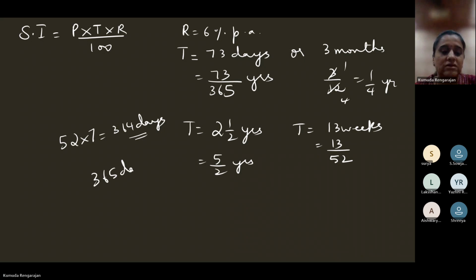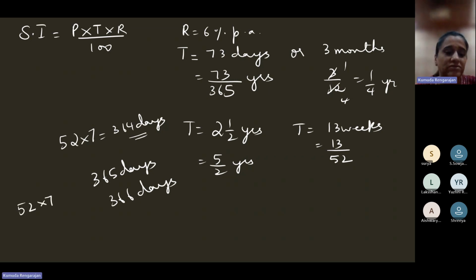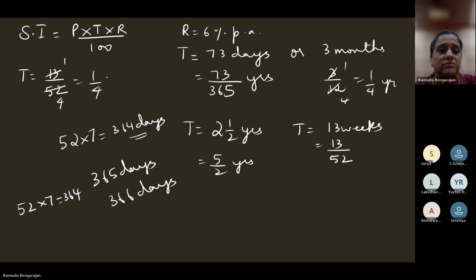365 days in a non-leap year and 366 days in a leap year. 52 weeks into 7 days is equal to 364 days. So if time is given in weeks, like I said, 13 weeks or whatever, divide by 52 to convert it to years. 13 weeks divided by 52 weeks. 13 ones are 13, 13 fours are 52. So 1/4 of a year.